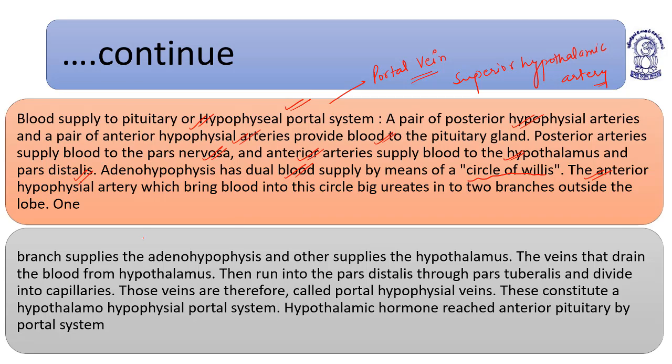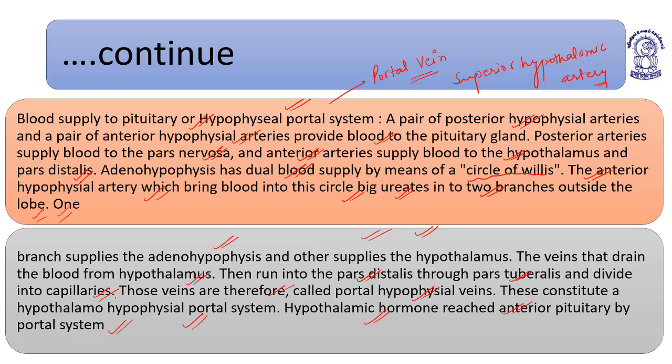The anterior hypophyseal artery, which brings blood into this circle, divides into two branches outside the lobe. One branch supplies the adenohypophysis and the other supplies the hypothalamus. The veins that drain the blood from the hypothalamus run into the pars distalis through the pars tuberalis and divide into capillaries. Those veins are therefore called portal hypophyseal veins. These constitute a hypothalamic hypophyseal stalk system or portal system. Hypothalamic hormones reach the anterior pituitary by the portal system.